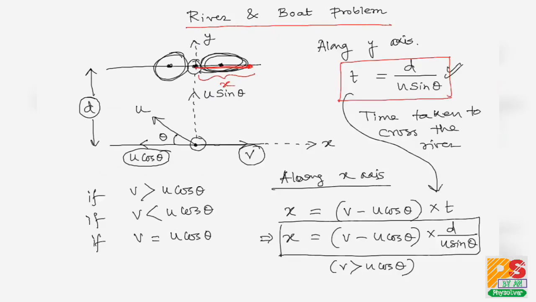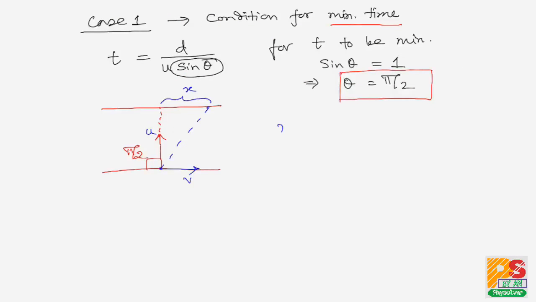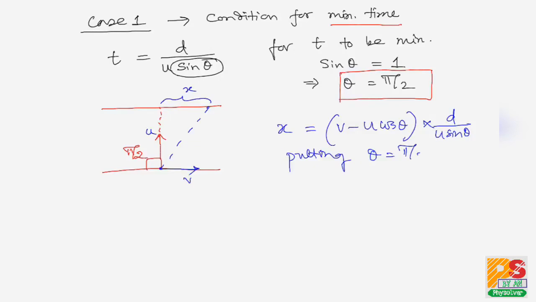If I look at the general formula for x, it was V minus U cos theta into d by U sin theta. Putting theta equals pi by 2, we will get Vd by U. That is the formula of displacement along x-axis for case 1, that is, the condition for minimum time.